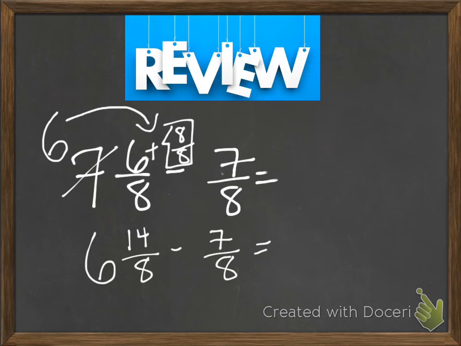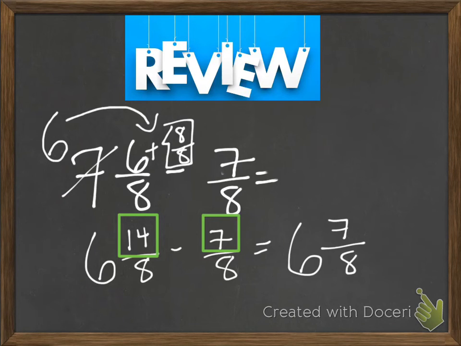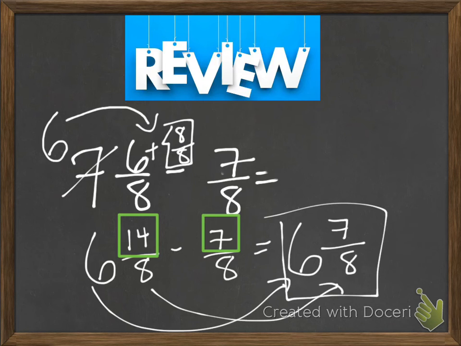All right, and this is easy peasy lemon squeezy. 14 subtract 7. Don't forget to bring along the 6. That's gonna be 7/8. So boom, right? The 6 just follows, and the 8th just follows, and we have 6 and 7/8. This is easy peasy lemon squeezy. All right, not too bad. 6 and 7/8. Great job, everyone.